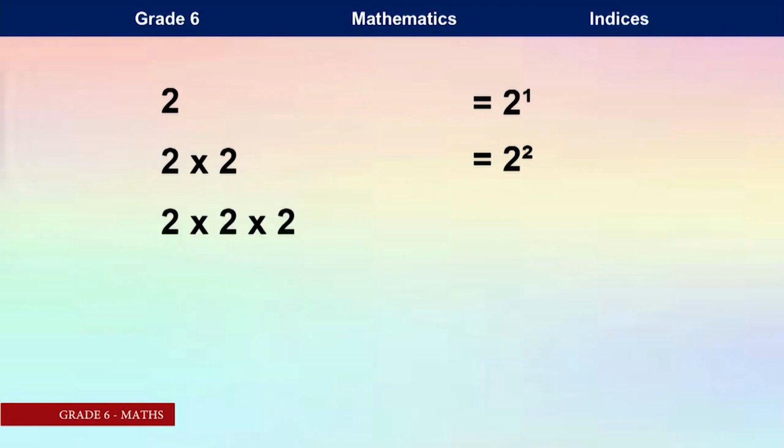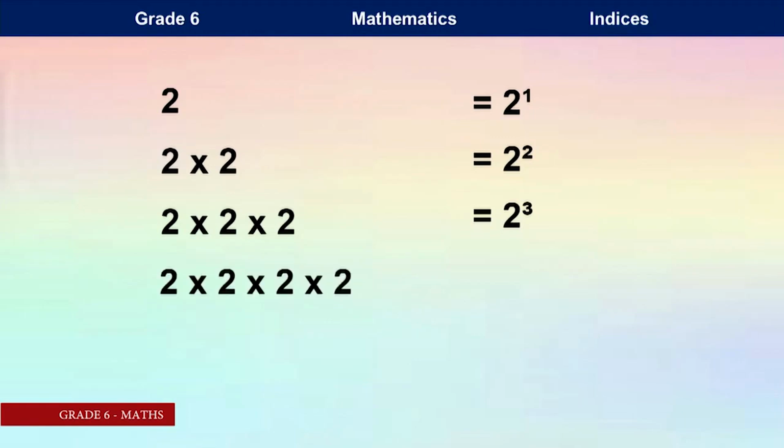Then the next one. How many 2's are there? 1, 2, 3. Yes, my dear children, count it with me. This is how to write it using index notation: the base is 2 and the index is 3. This is 2 to the power 3. Always we should write the index at the top right side of the base.